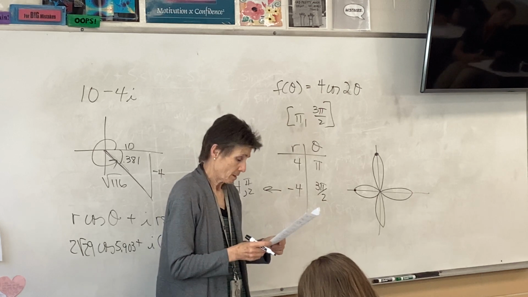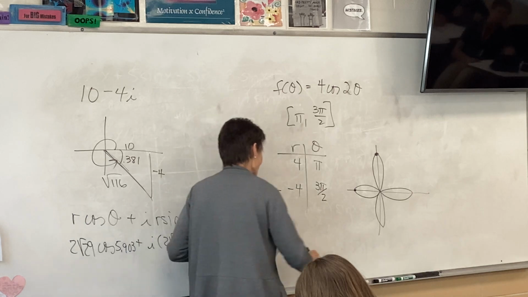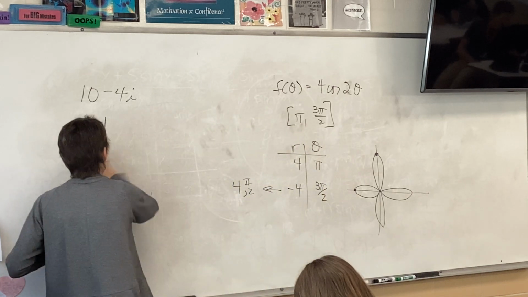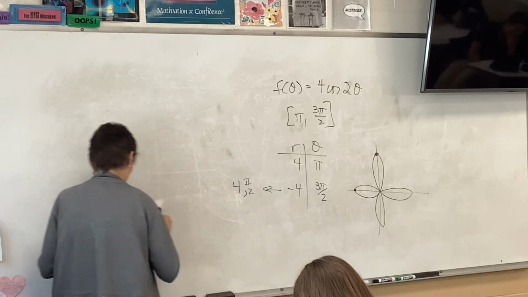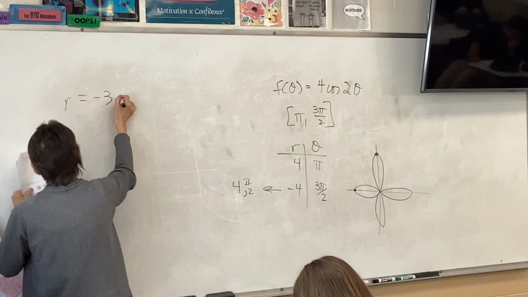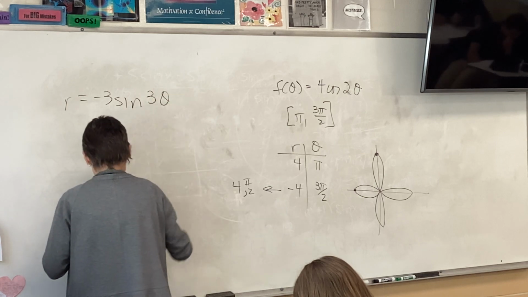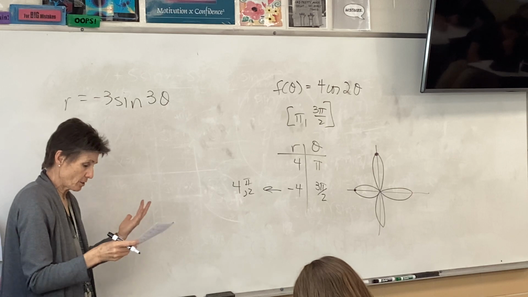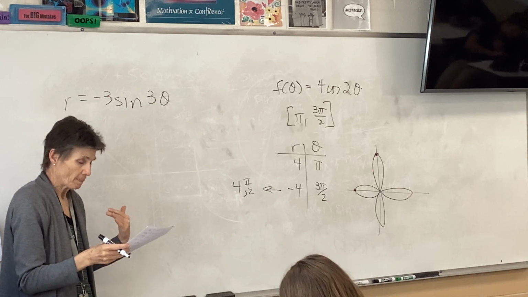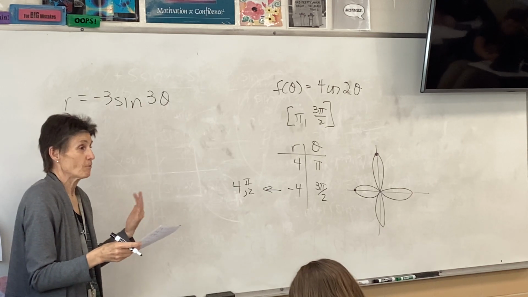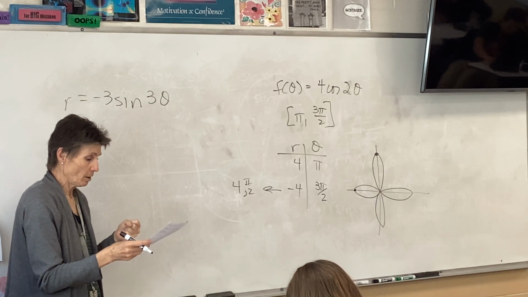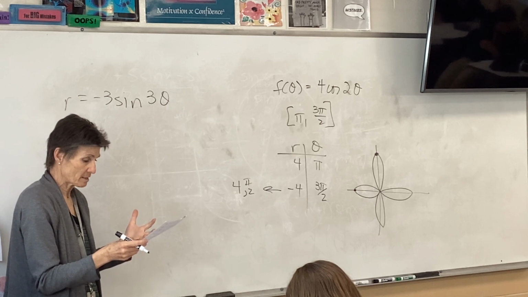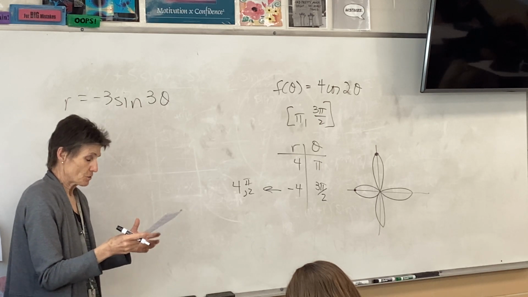This one is negative 3 sine 3 theta. And he just wants to know which of those could be the graph. Okay? Now, first of all, they're all 3 leaf roses, which is exactly what you would expect, right?